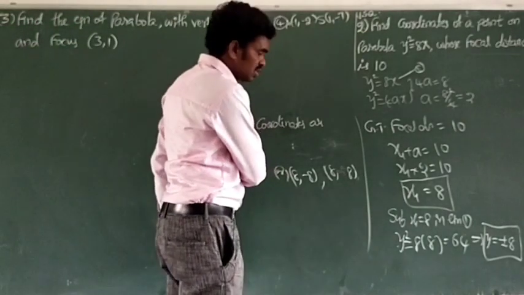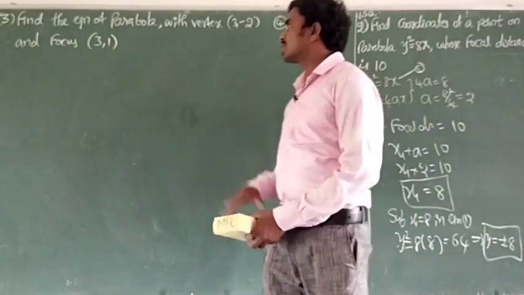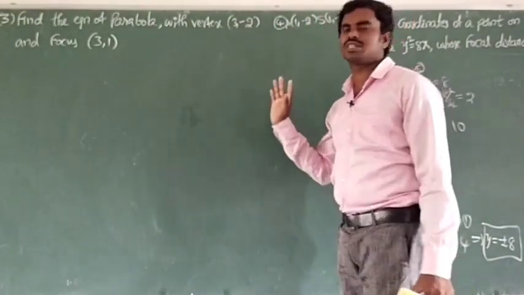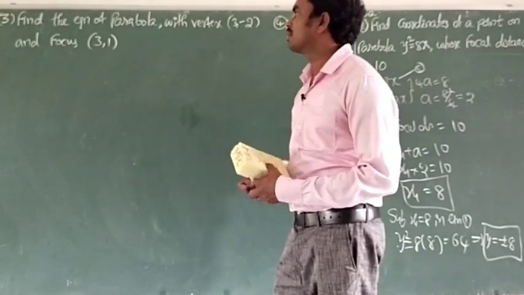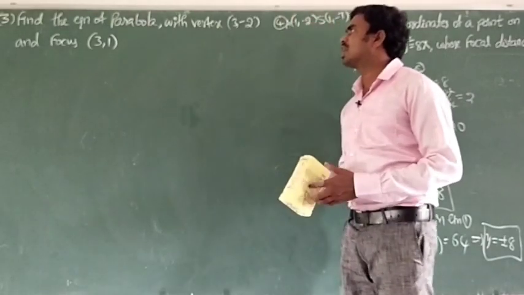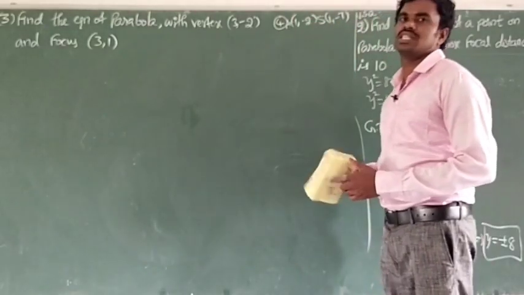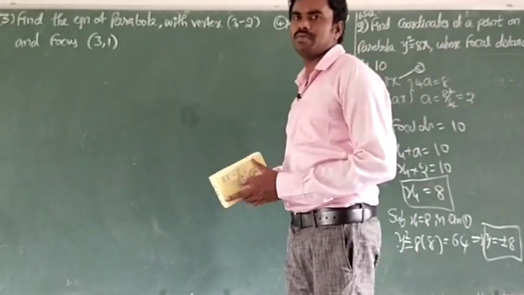So the third question. The third and fourth are similar questions. I will explain the third question, and I will give you the fourth for your homework. Find the equation of the parabola with vertex 3 comma minus 2 and focus 3 comma 1.